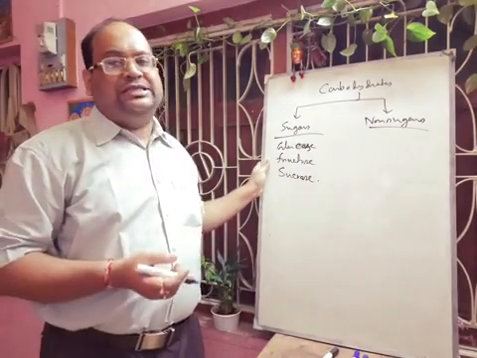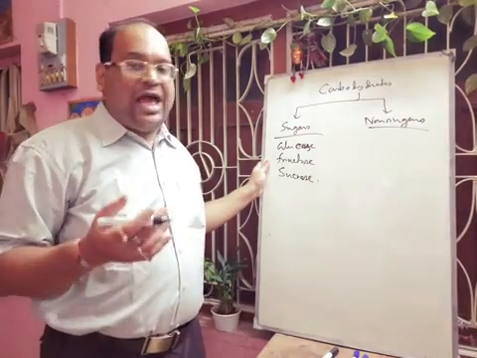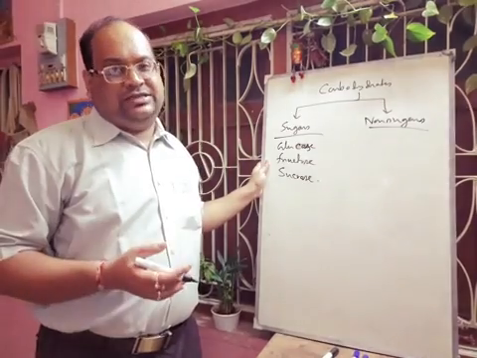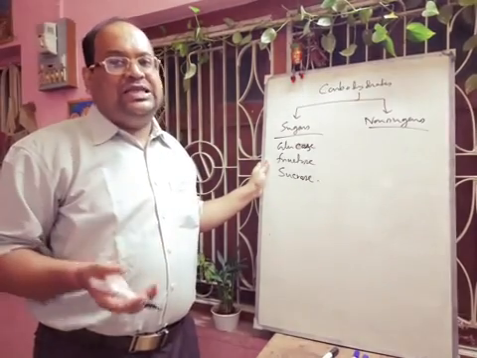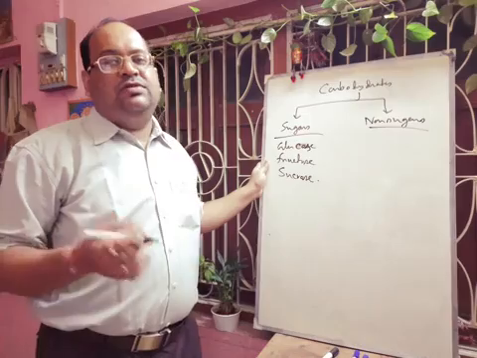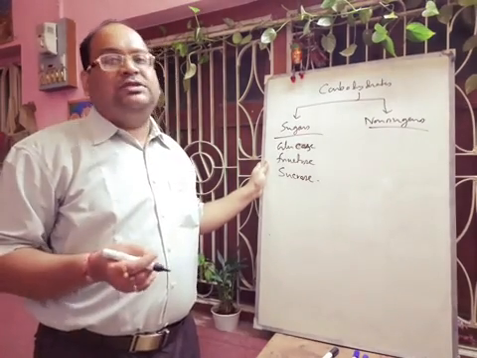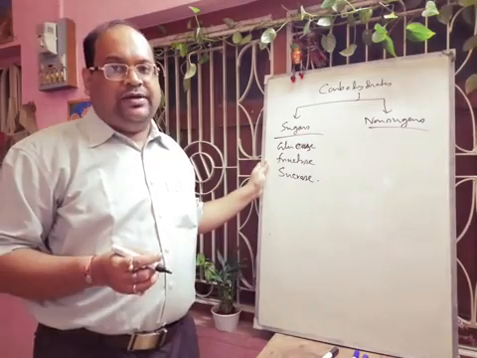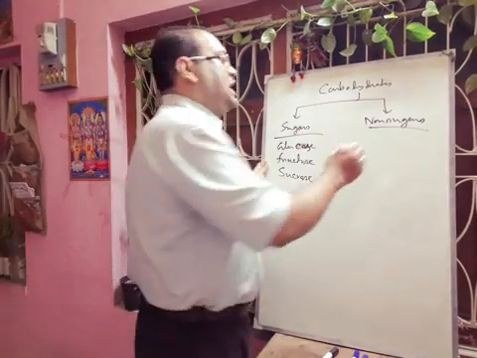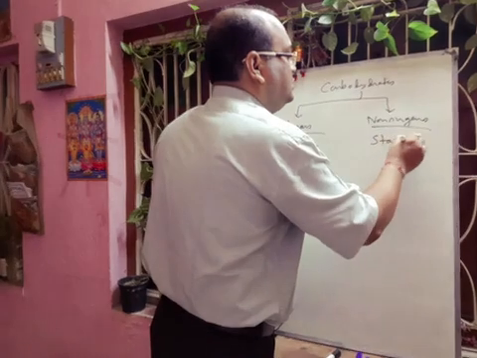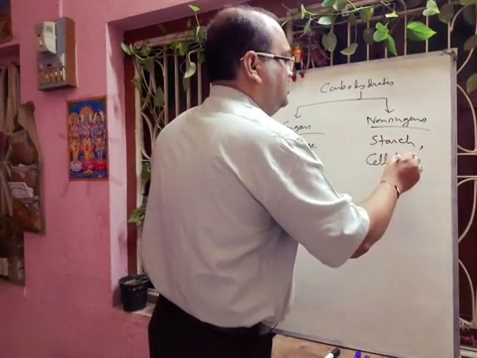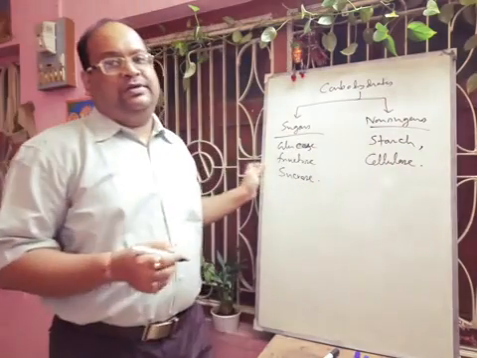And there are some carbohydrate molecules that are not crystalline. Sugars generally are crystalline. These are not crystalline, they are amorphous, and they are also tasteless. They have no sweet taste, they are tasteless solids, and they are also insoluble in water. These types of compounds are called non-sugar carbohydrate compounds. We can take the examples of starch and cellulose. These are the non-sugars.